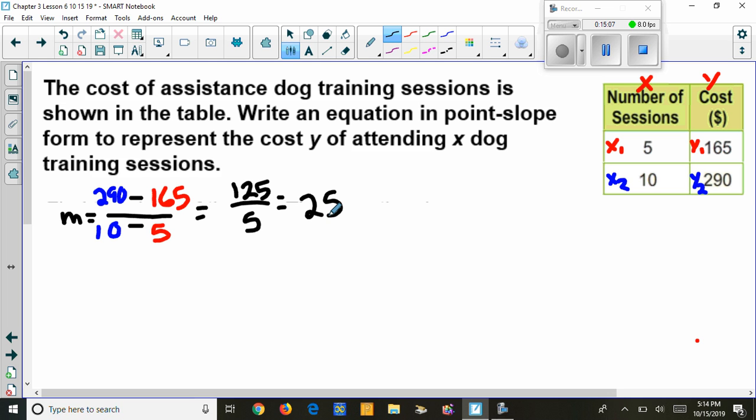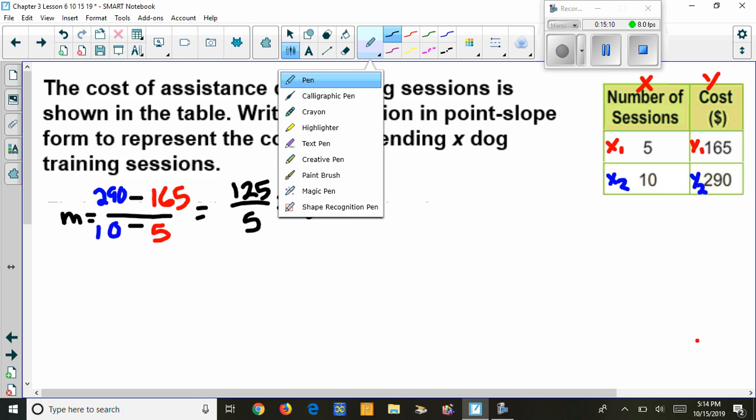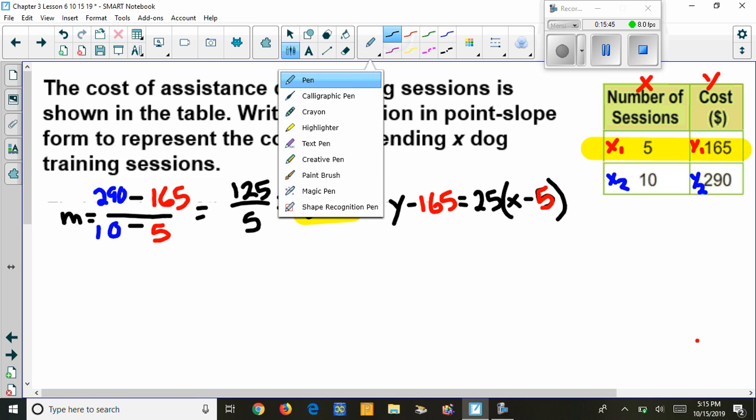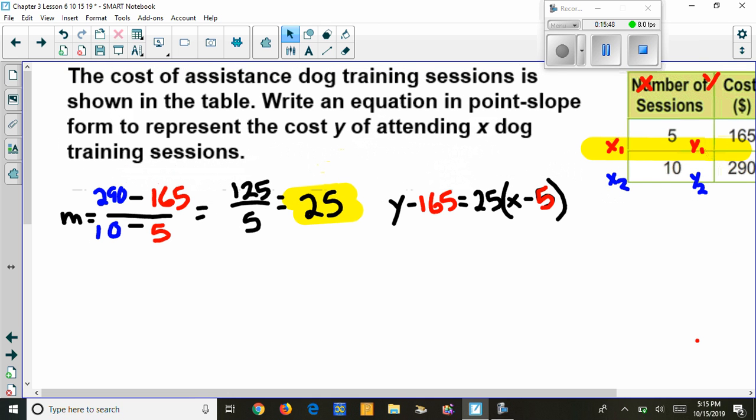So I have two pieces. I have my slope and I have my x1, y1. I can now set up the point slope form. Y minus y1 is 165 is equal to the slope times x minus x1, which is 5. So that's the first part of this problem.